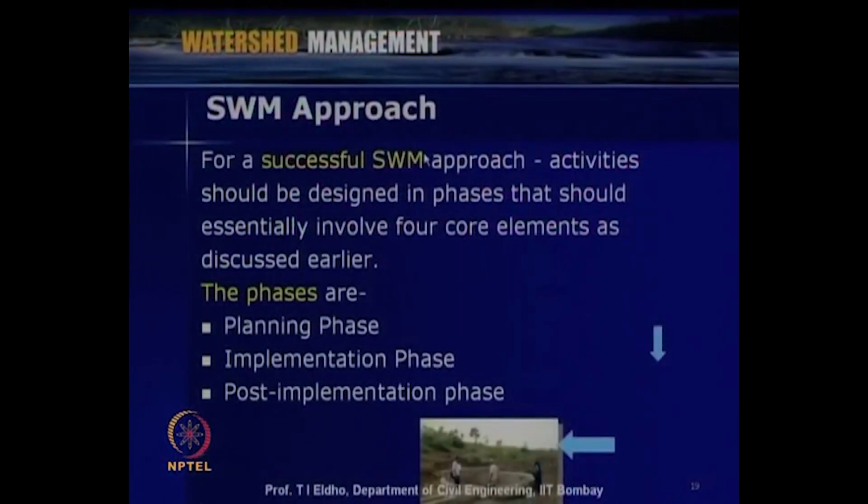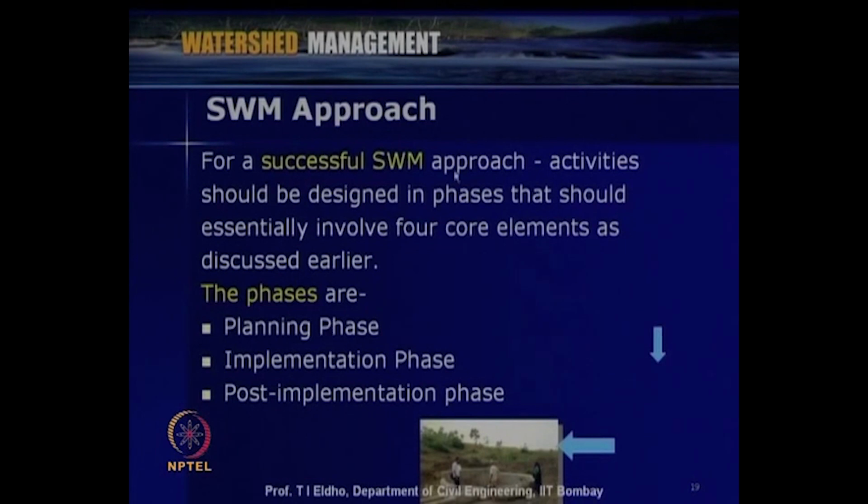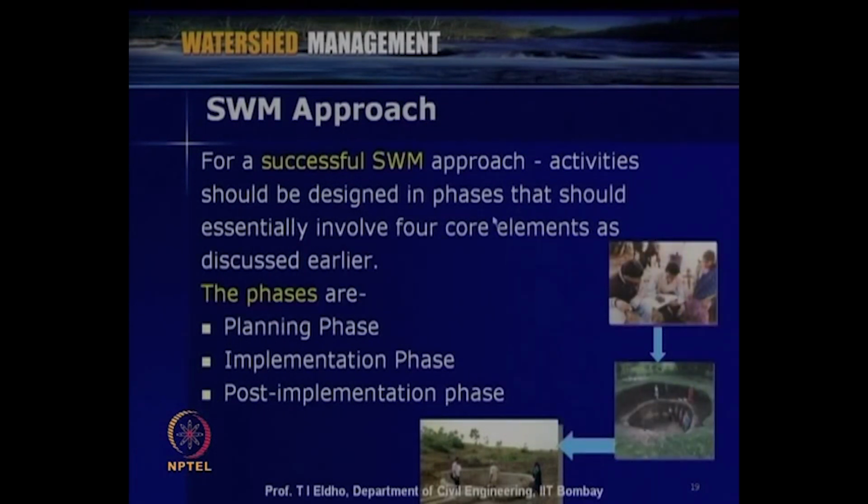Now, for a successful sustainable watershed management, we have to see how we can proceed by coordinating or integrating all these SWM elements. So, as far as the SWM approach is concerned, it shows the activities that should be designed in phases that would essentially involve the four core elements we discussed earlier. So, that way we have to look into the SWM approach. The phases begin with the planning phase.